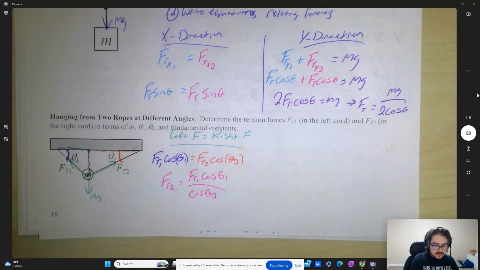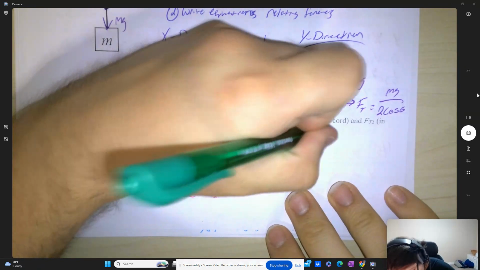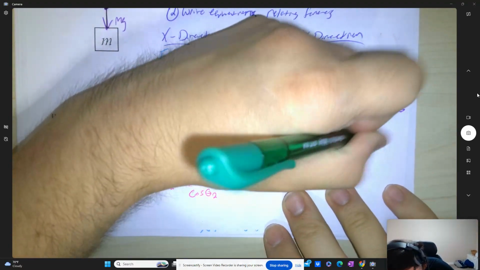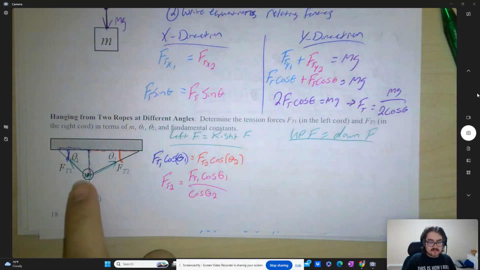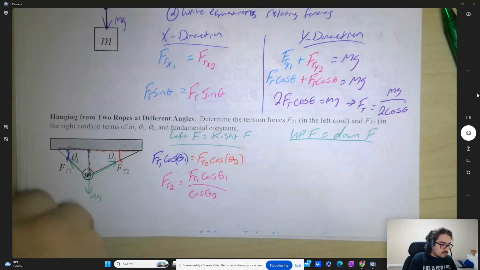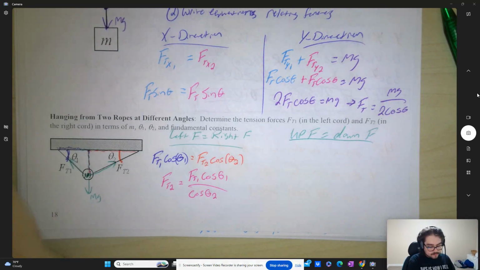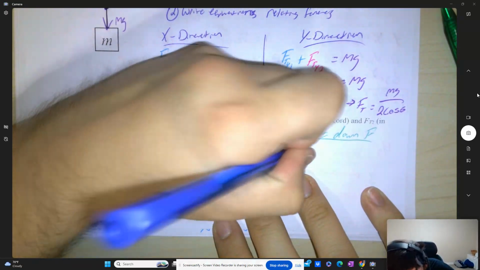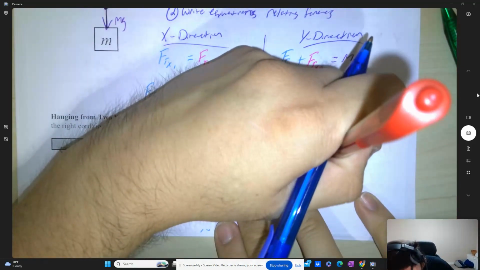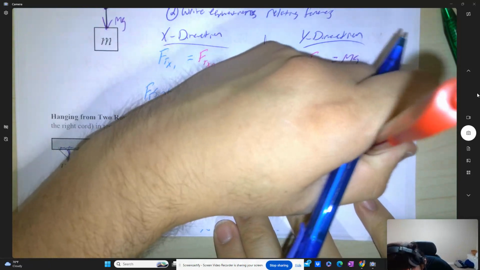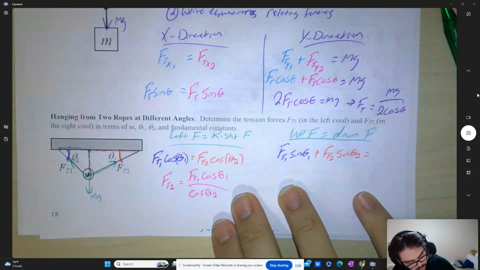But let's move on to the other part, which is the up forces, okay? Up forces need to balance out the down forces, okay? How do we get that to happen? Let's see. So what forces are pulling up? We've got the y components of both the tensions pulling up, and then we've got mg pulling down. So what I'm going to do is ft1 sine theta 1, okay, plus ft2 sine theta 2, set that equal to mg, okay?